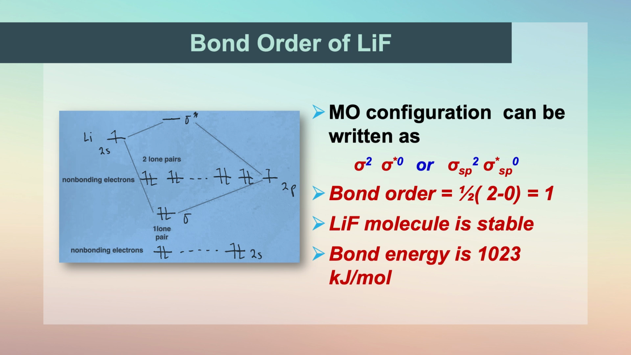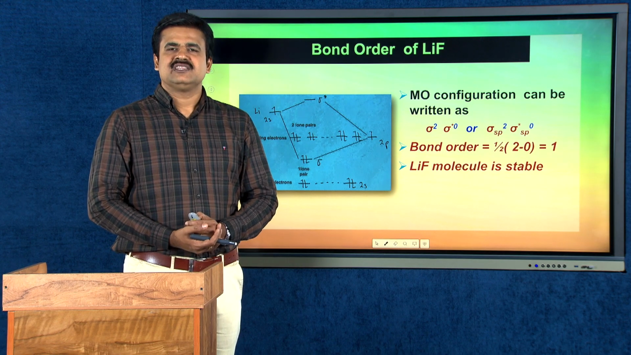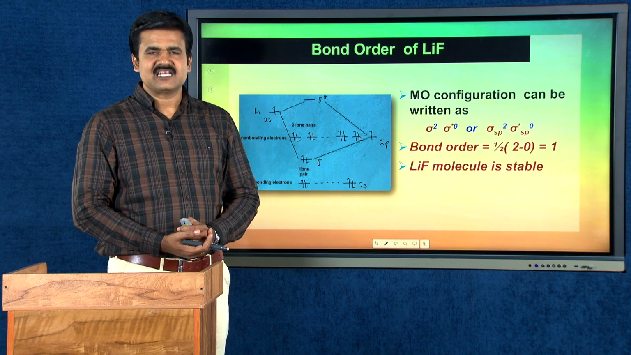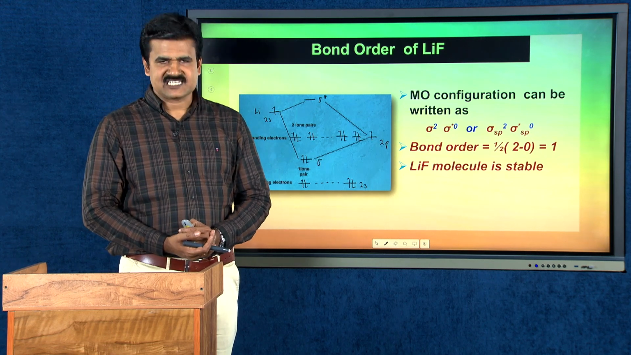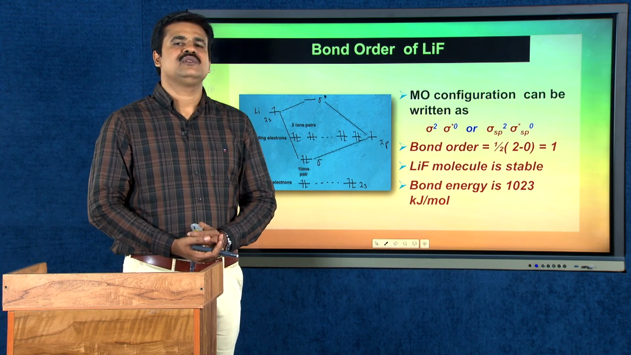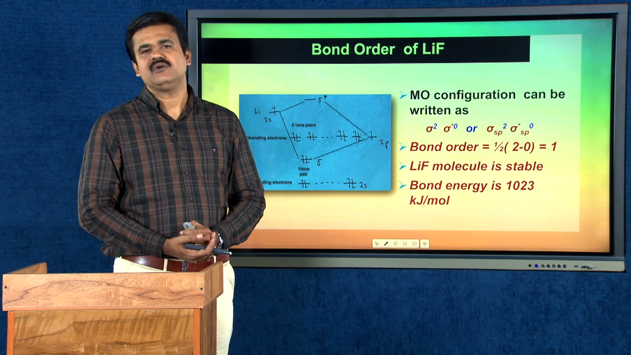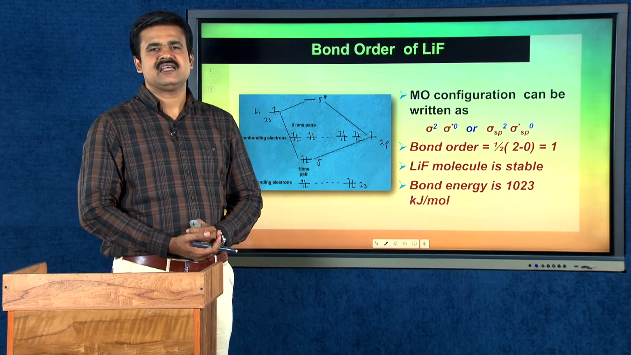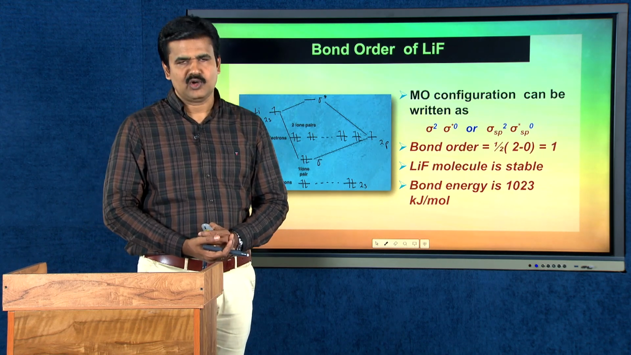And from this MO diagram, it is possible to calculate bond order is equal to half into 2 minus 0, that is equal to 1. So the positive value of the bond order simply represents that the LiF molecule is a stable molecule. Moving on to the bond energy of this LiF molecule, its value is 1023 kilojoule per mole.